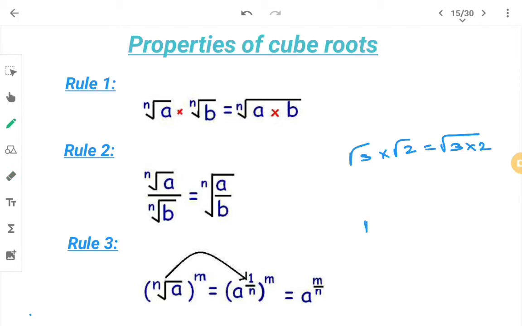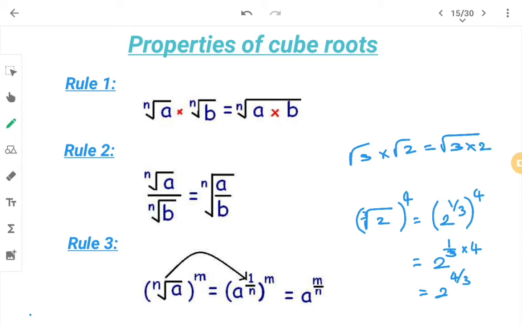That is, cube root of 2, the whole power 4. Here they have given cube root. Cube root means 2 to the power 1 by 3, and whole power 4. And now it has become a power n, whole power m, right? So what you will do? You will write it as 2 power 1 by 3 into 4, that is 2 power 4 by 3. Have you got it? That is the third rule.